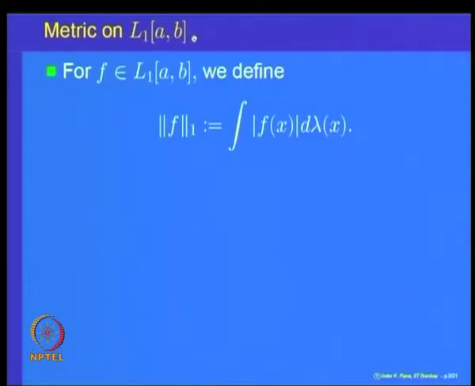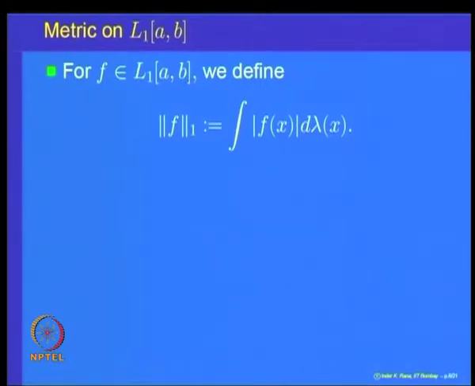Now, let us look at a metric on L 1 of A B. Recall we have already shown that L 1 of A B is a vector space. We showed that if f and g are integrable functions, then f plus g is integrable, f into g is integrable, alpha times f is integrable. So, it is a linear space, a vector space over the field of real numbers.